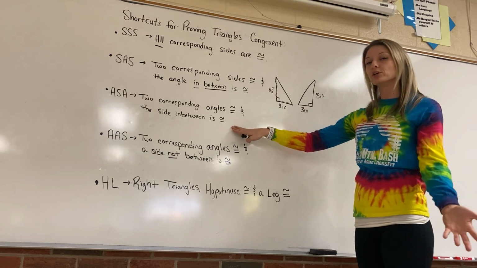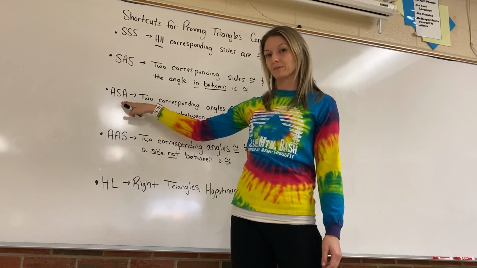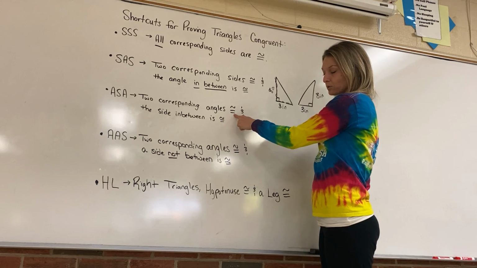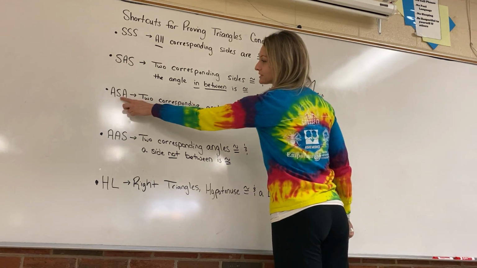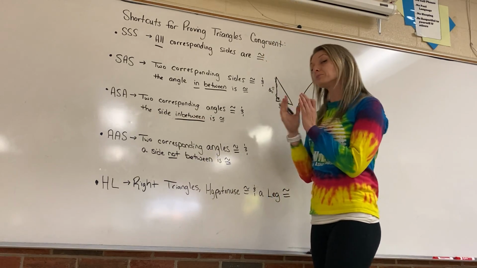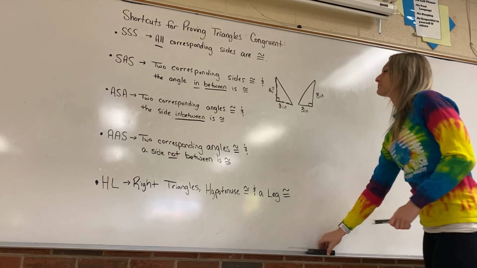So then think about what you would have to check for this one. Angle, side, angle. It has to have 2 matching angles equal, and then the side, notice that side is in between them, so the order does matter here. So that side that's in between them has to be congruent. So let me show you an example of that. So let me erase this one.